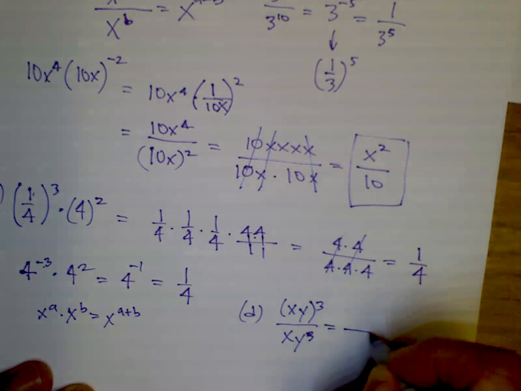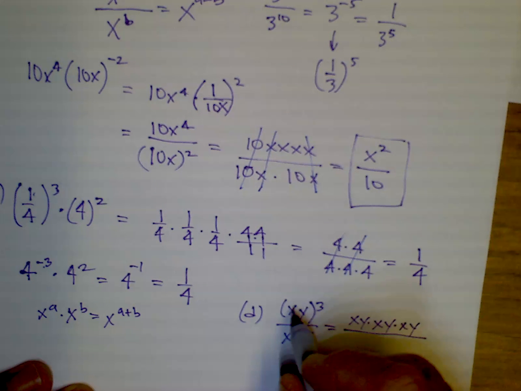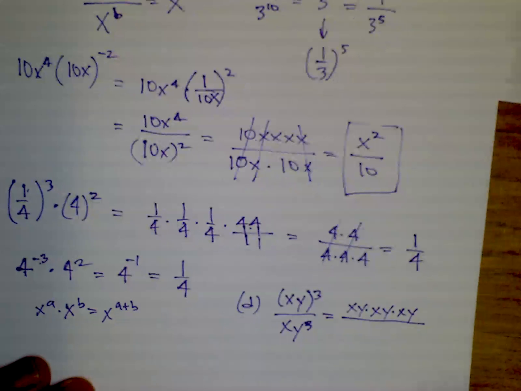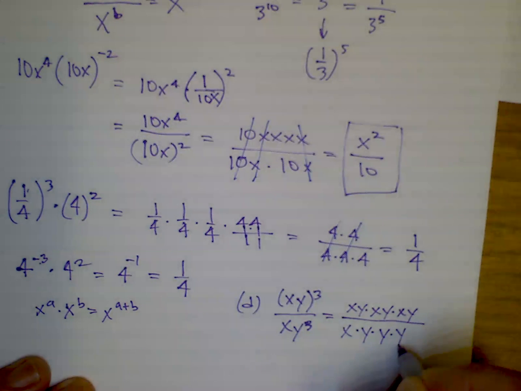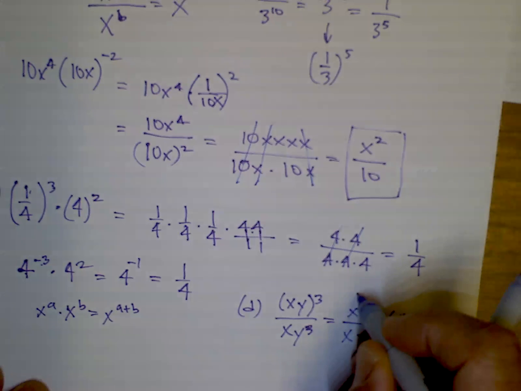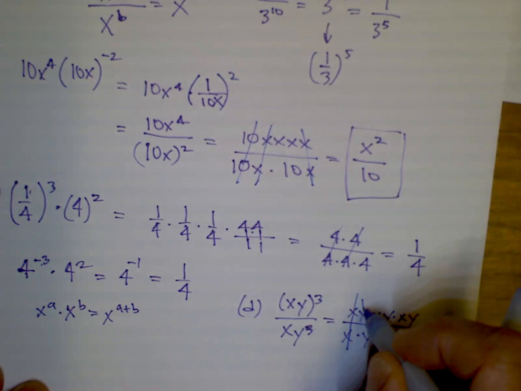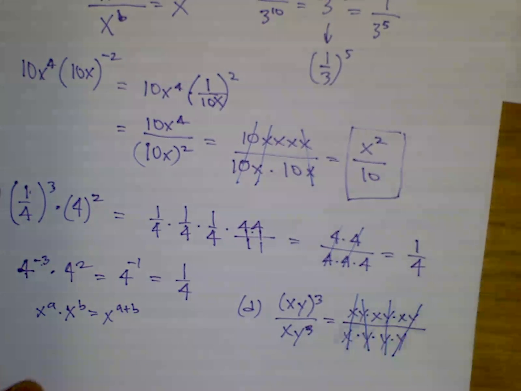So if I'm going to write this out, this is xy times xy times xy, right? Because it's xy all to the third. This one would be x times y times y times y because the 3 is only affecting that y. So I can simplify this by crossing out some giant 1's. That set of x's crosses out, that set of y's. There's a set of y's there and a set of y's there. Now, what do I have left?